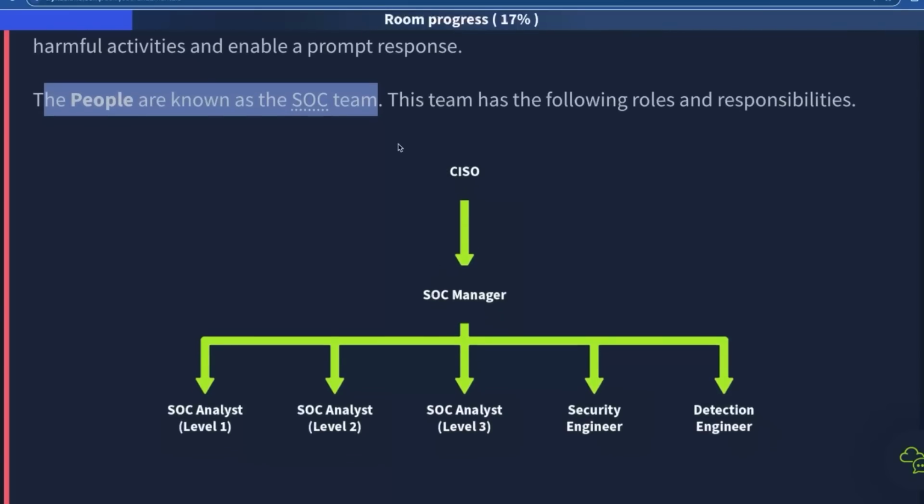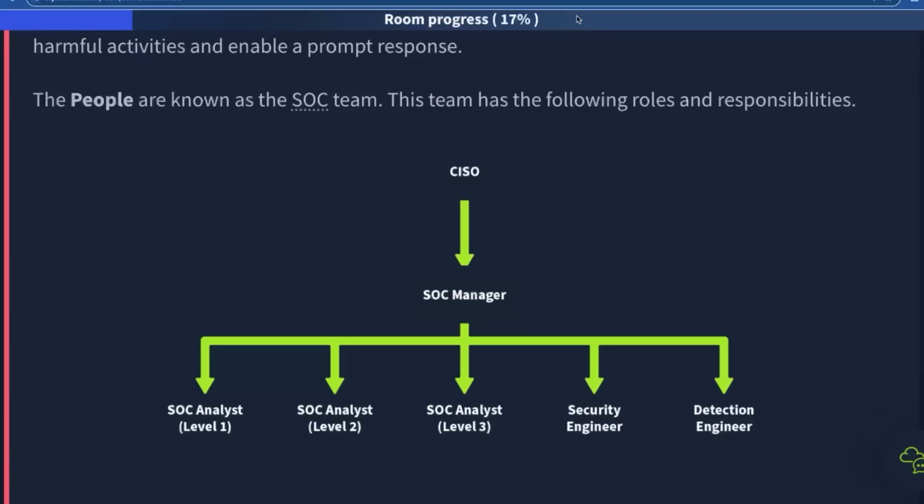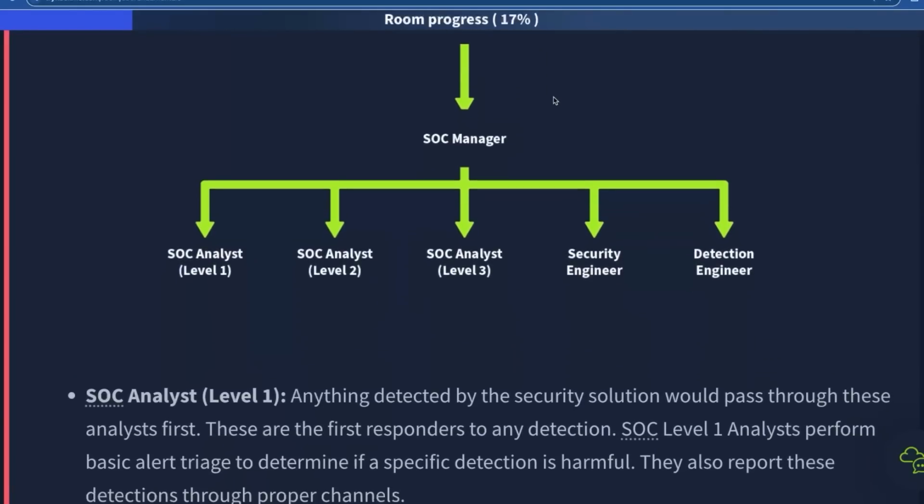So our SOC team has the following roles and responsibilities. At the very top, we have the Chief Information Security Officer, the CISO. Let's zoom in on this a little bit. So we have the CISO, which is the Chief Information Security Officer. He or she is part of the C-suite executives, right? They're at the very, very top of the company. Then you have the Security Operations Center Manager. And then you have your analysts that work on those teams. And then inside of that SOC team, you also have the security engineers. And then you also have the detection engineers as well. So you have a pretty robust series of responsibilities.